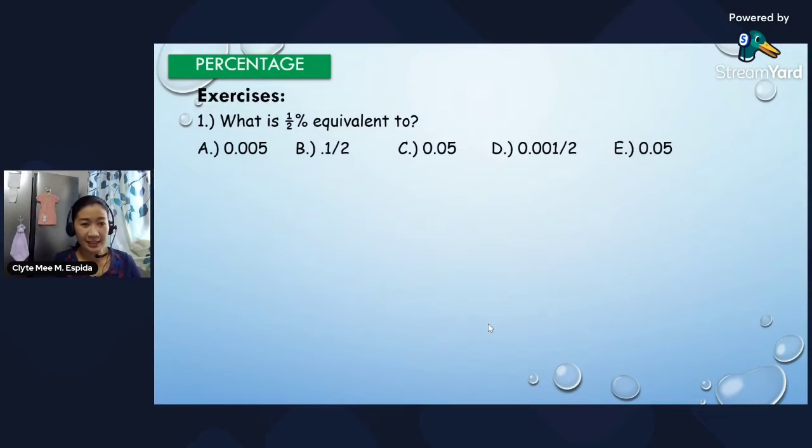Okay, sige. So, ito, simple lang, start with a simple question. What is 0.5% equivalent to? Okay, sabi natin kanina, move two decimal places to your left when we convert percentage to decimal. Okay, so what's your answer?